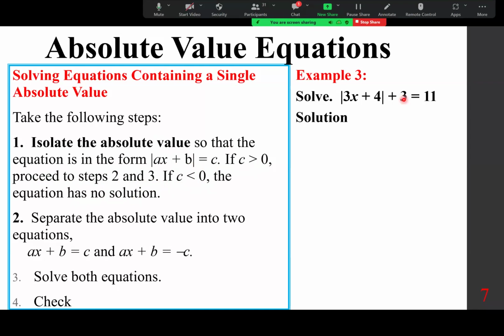And to do so, I'm going to move the number 3. And because this is positive, we are going to move on and separate the absolute value into 2 equations: x plus b equals c, x plus b equals minus c. That means drop the absolute value and say this is equal to 8, drop the absolute value and say it's equal to -8, and solve. So the rest is very straightforward, everybody.